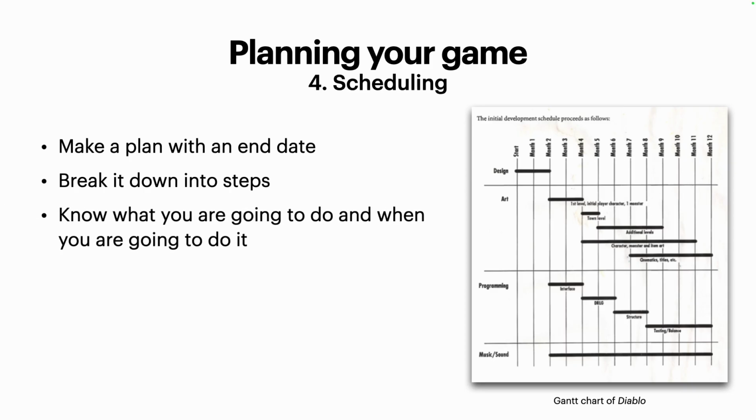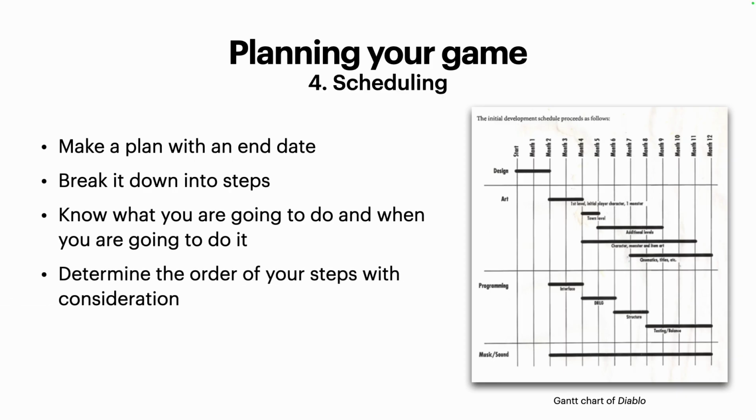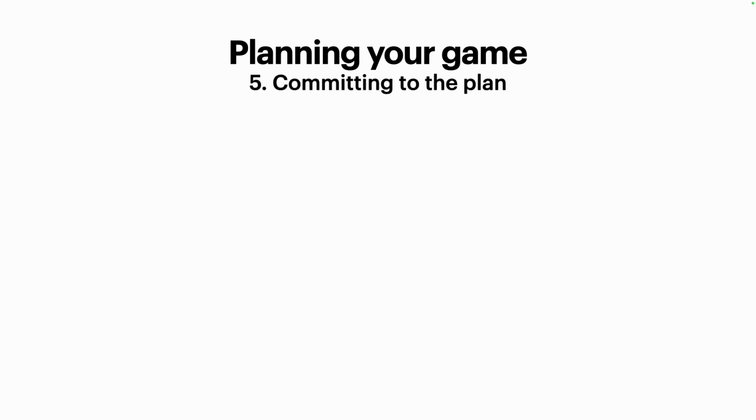Know what you're going to do and when you're going to do it. If you don't know what you're going to do, first of all, you're never going to get it done. And know when you're going to do it. And also consider the order of what you're going to do very carefully. Once again, if you're making a rhythm game, you should make the music around the same time you're making the levels. If you're not doing that, you should probably make the music last, because the music's not too important in a game that isn't a rhythm game. Make a Gantt chart, obviously.